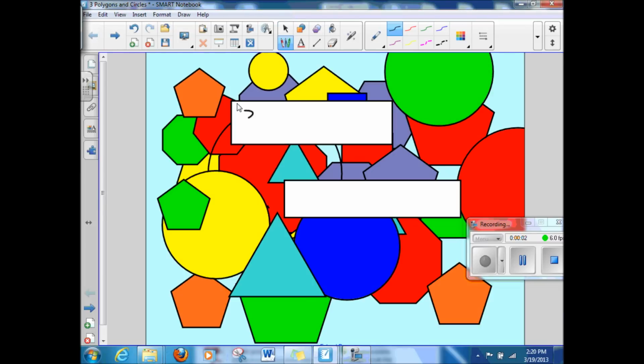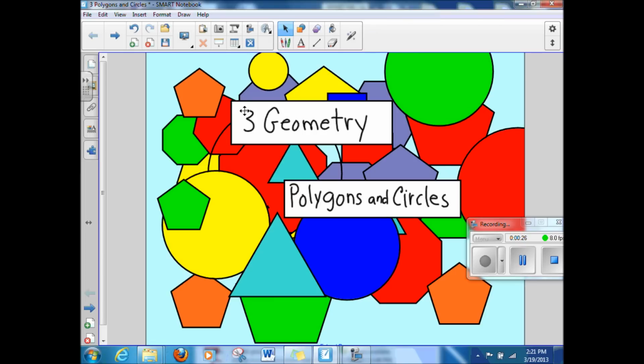We're starting our third lesson in geometry. We've studied lines and we've studied angles, and today we're talking about polygons and circles. If you're looking at this screen behind the title cards, you probably recognize some polygons and circles already, and maybe you have some idea of what we're going to be talking about today. Let's go on to the next screen and discover more about polygons and circles.